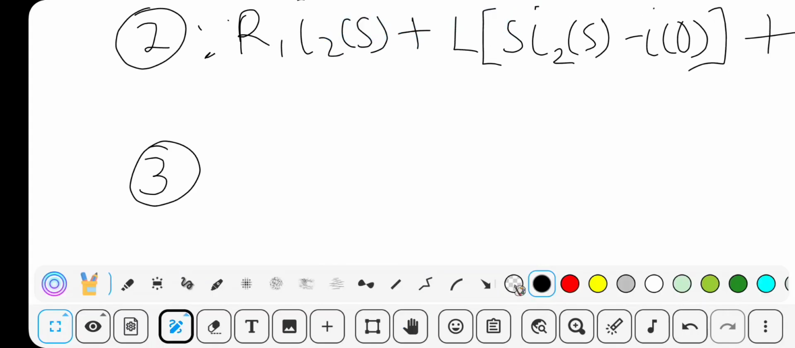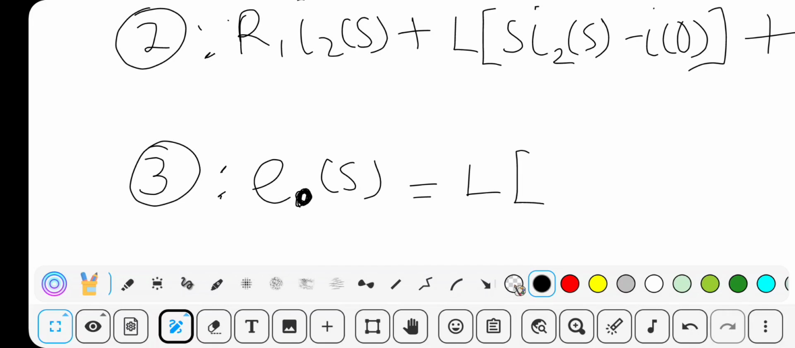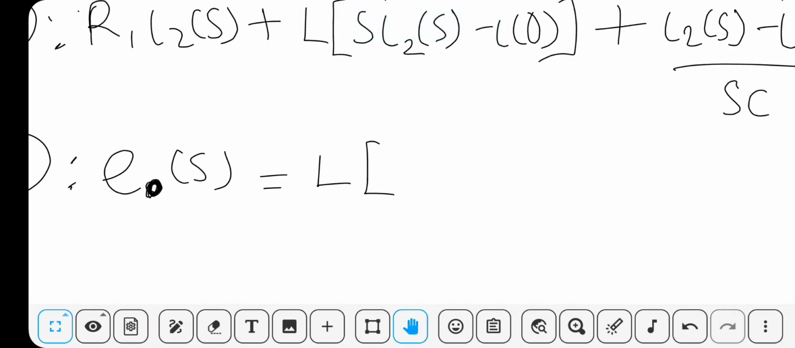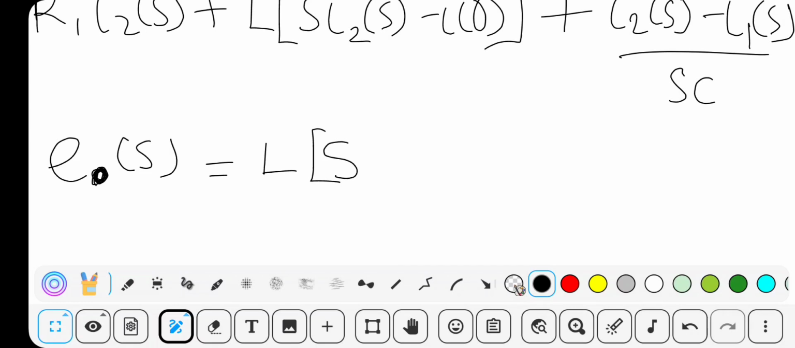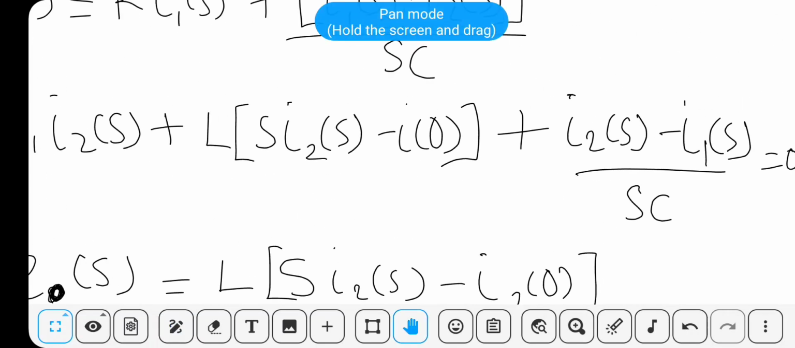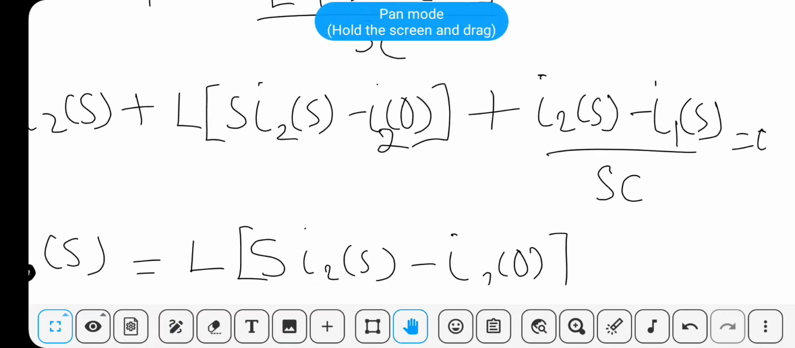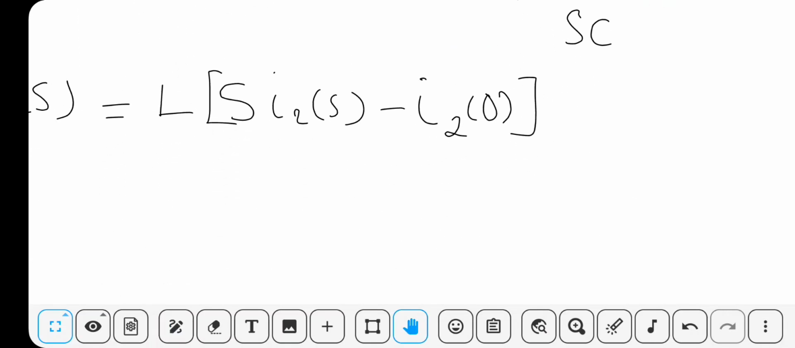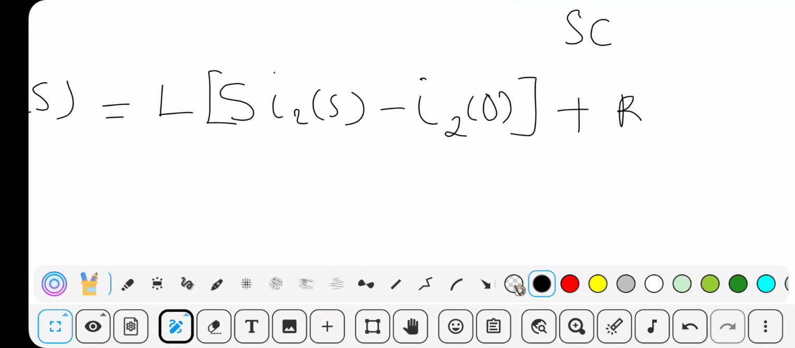Now for the third equation, the Laplace transform of E naught of S, the voltage across the output terminal, is this, and for the di/dt, minus I2, this is I2, so plus R1.